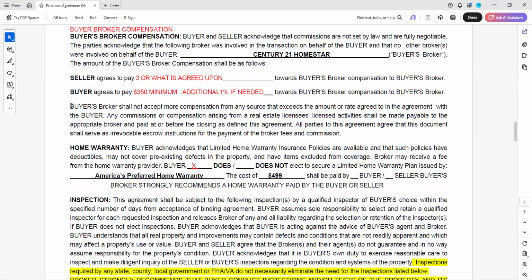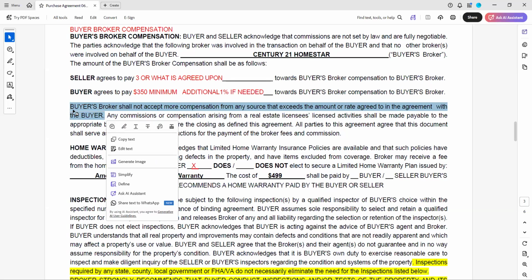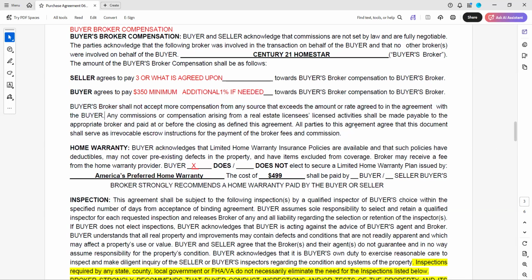It also says that the buyer broker cannot accept more compensation from any source that exceeds the amount agreed upon in the agreement with the buyer. That's your buyer agency agreement. If you do not have an amount on your buyer agency agreement, you're basically stating that we're not going to be paid. So always remember to put the max on your buyer agency agreement. If you need help with that, please contact me or Tony will help you with that.